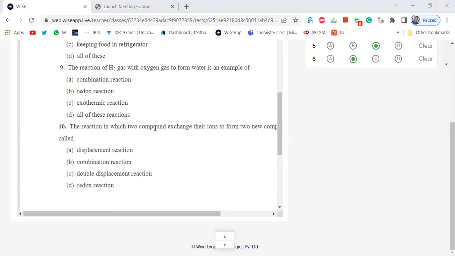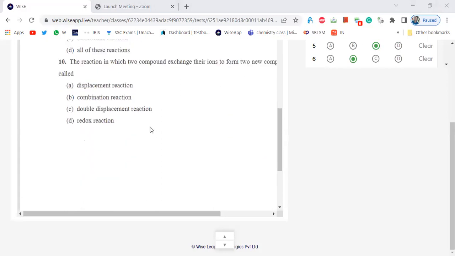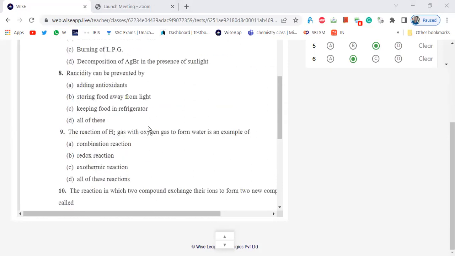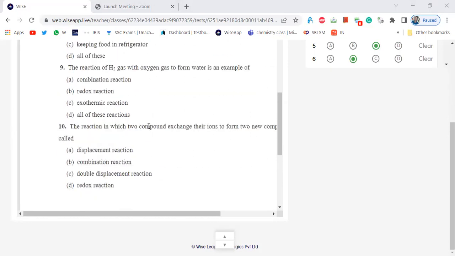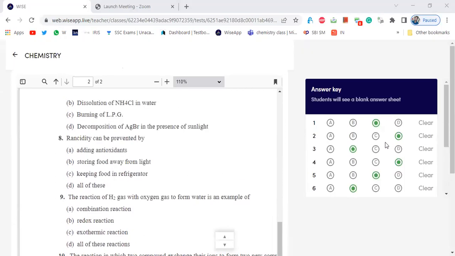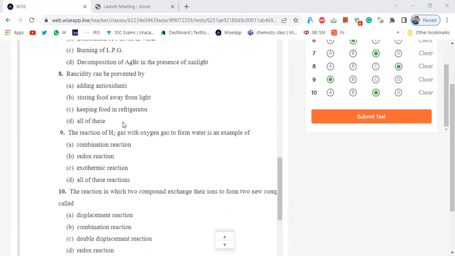Okay. Next, the 10th one. The reaction in which two compounds exchange ions. Ninth one finished, right? Sorry. The reaction of H2 gas with oxygen gas to form water is an example of combination, oxidation, reduction. So it should be all of these, right? Yes, sir, like an exothermic reaction. Fine. Yeah, all of these. Yeah, sir. Any option wrong is given? Yes, option one, it's given A.